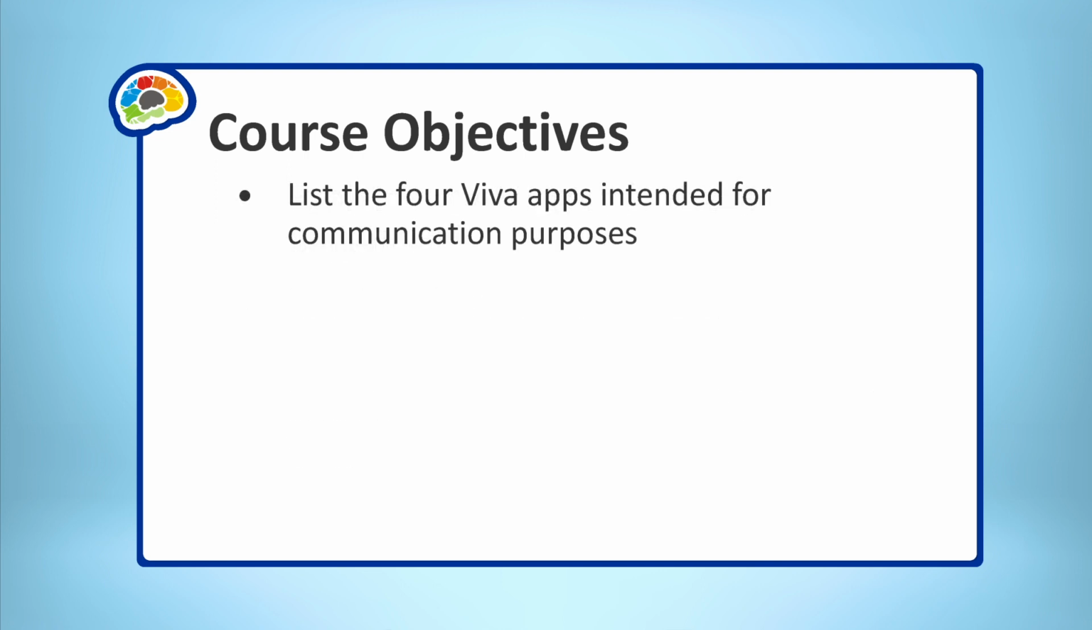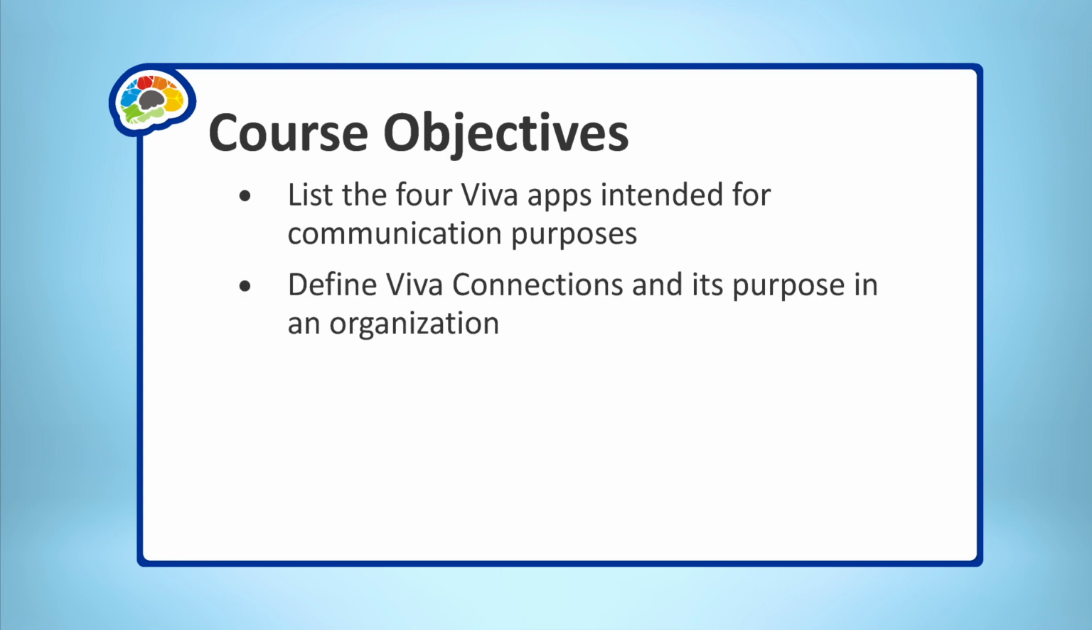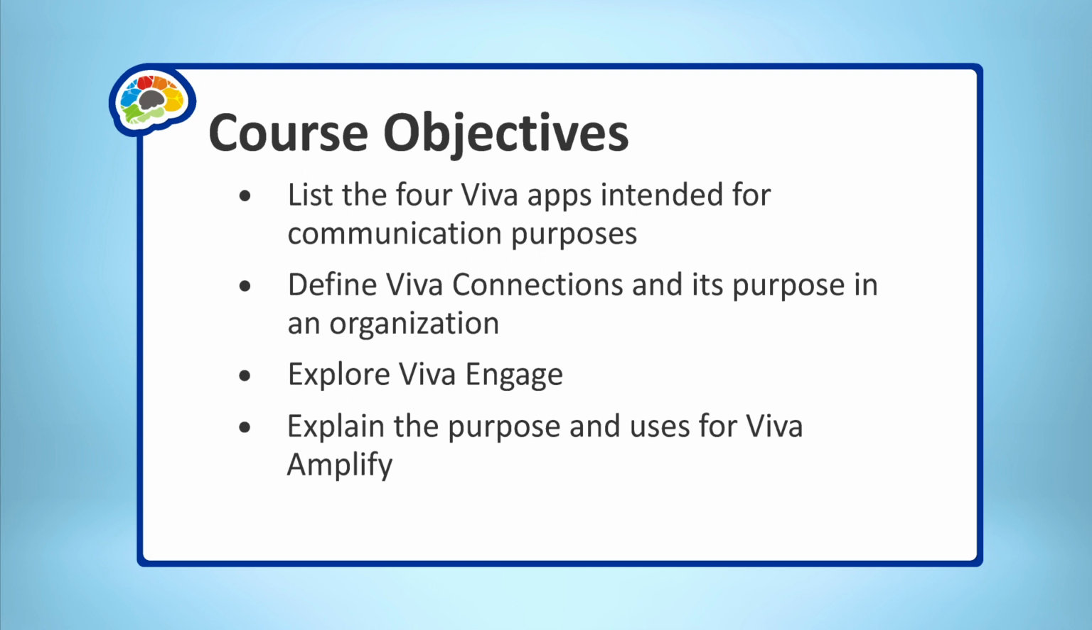Next, we will look at the 4 Viva apps intended for communication. We will start by defining Viva Connections and its purpose in an organization. Then, we will explore Viva Engage and identify the benefits and uses for Viva Amplify. We will also look at how Viva Topics can provide valuable information.